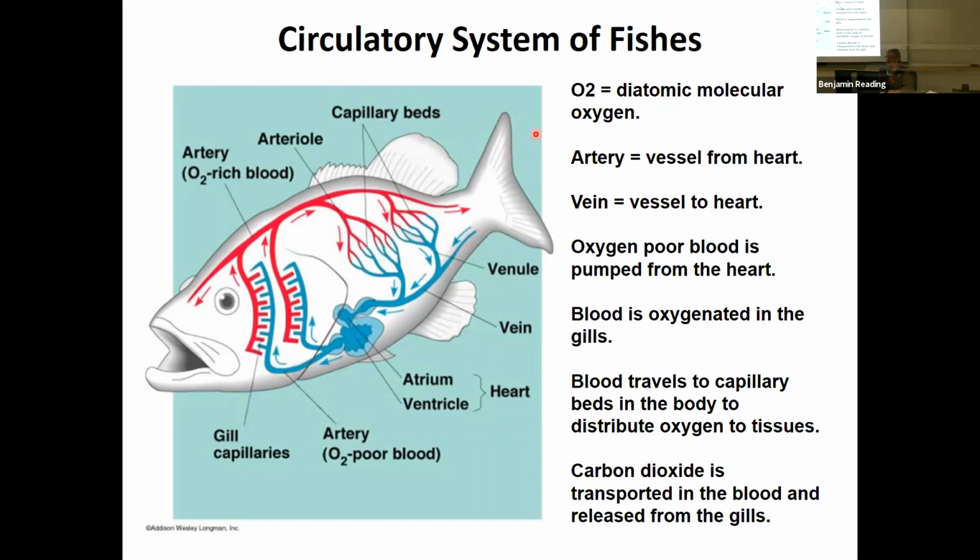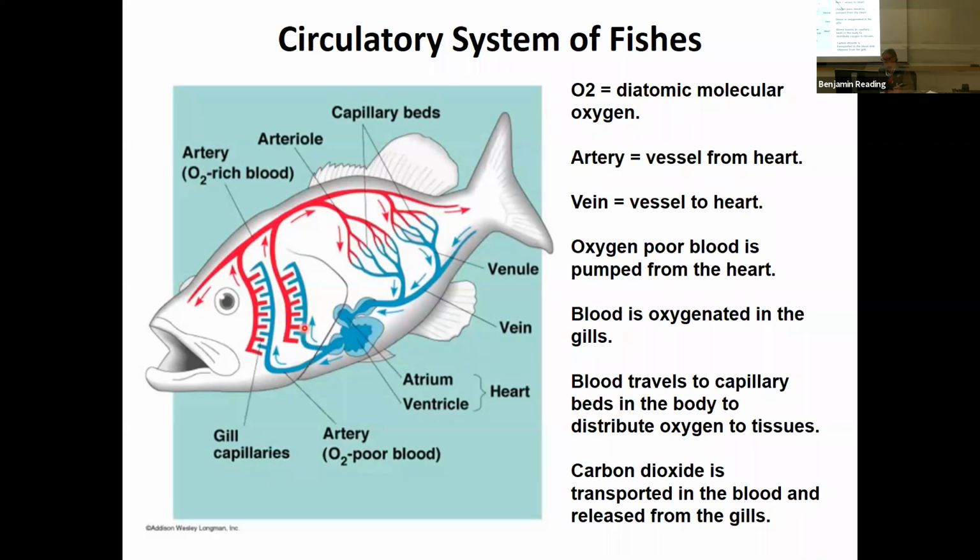So a couple take-home things here. You'll see this in the talk. When I abbreviate O2, that means diatomic molecular oxygen, right? Molecular oxygen exists as two oxygen atoms attached to one another. Arteries are vessels that lead from the heart. So an artery goes from the heart to some structure.